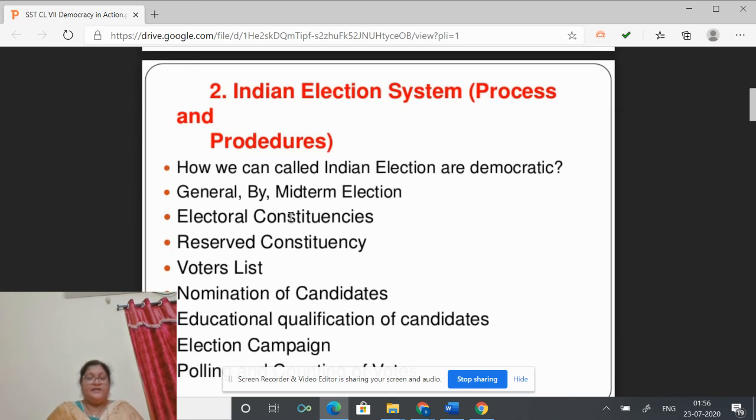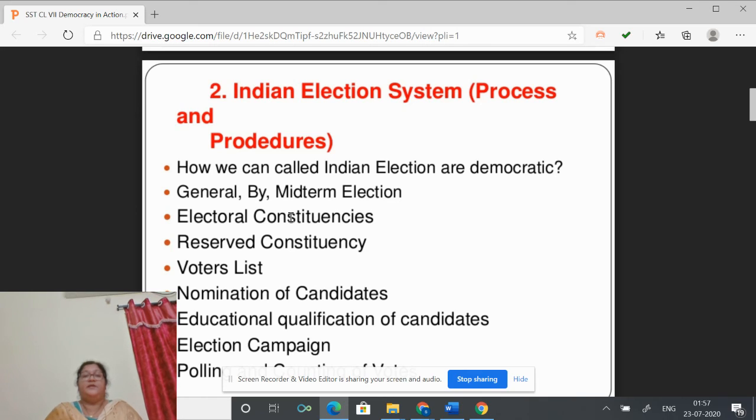Then comes the by-election. What is a by-election? If a member of parliament or of a state legislature dies or resigns before completion of his term, then to fill that gap, by-elections are conducted. And midterm elections are conducted when the president, on the advice of the prime minister, dissolves the Lok Sabha before the completion of its term, that is, before 5 years, and wants to conduct fresh elections to form the new house. So that is midterm elections.